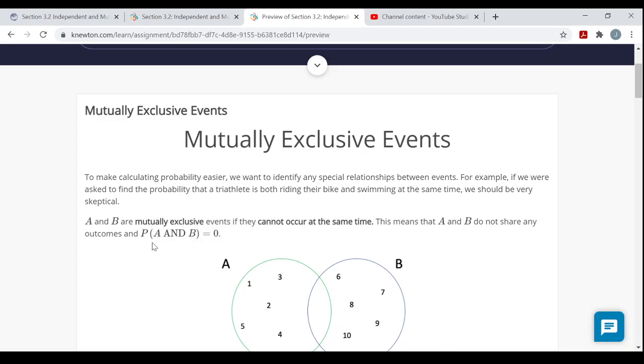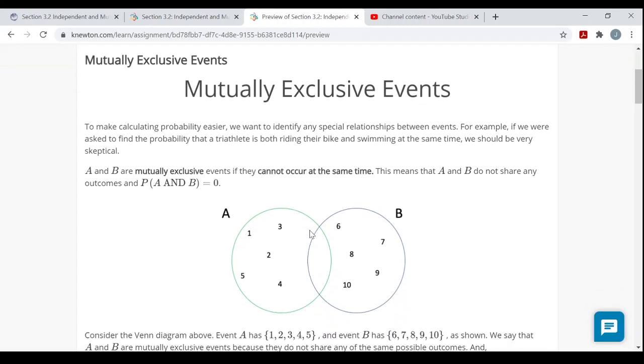Another way of saying that is the probability of A and B, remember, this is that intersection, A and B, equals 0. Remember, when a probability is 0, that means it cannot occur, it cannot happen. So in a Venn diagram, there is nothing in the overlap. There is no overlap. So very often, instead of writing an empty overlap like this, they'll just draw the circles so that they're separate.